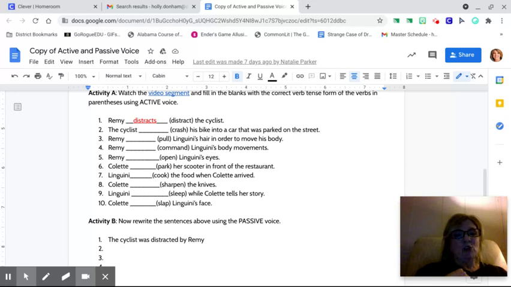I hope you enjoy this activity, especially watching Ratatouille. That's one of my favorite Disney movies, and I hope you enjoy it.